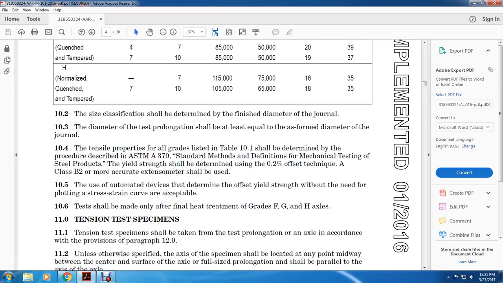0.2% offset technique. A class B2 or more accurate extensometer shall be used. Use of automated devices determining offset yield strength without need for plotting of the stress-strain curve is acceptable. Tests shall be made only after the final treatment of grade F, G, and H axles.